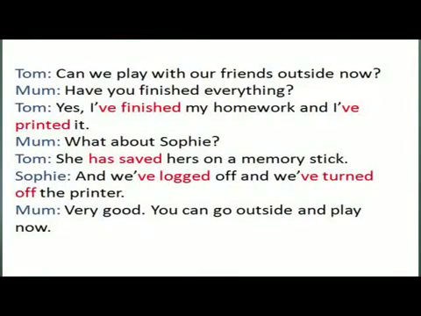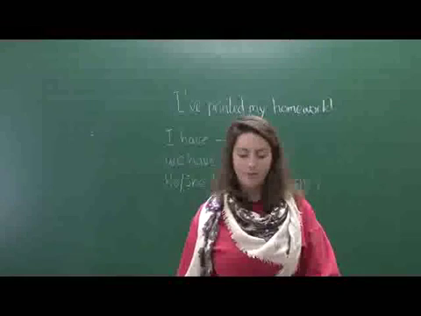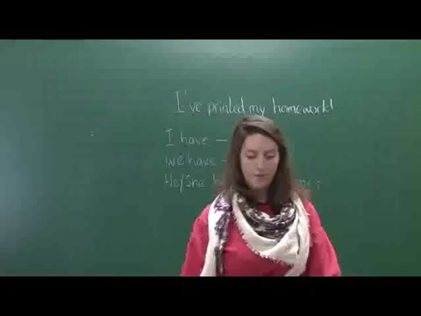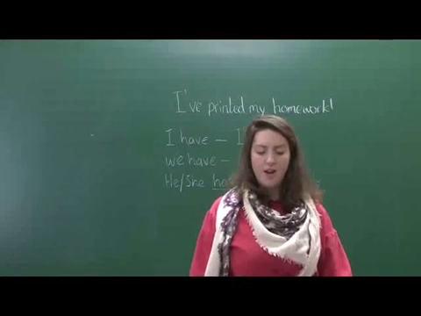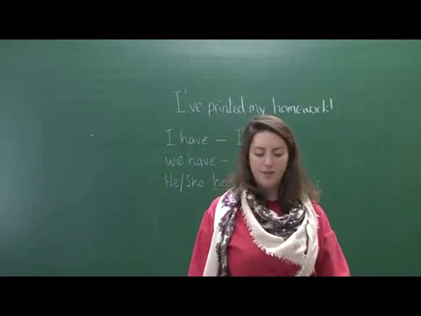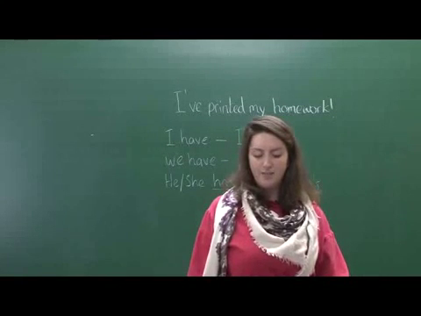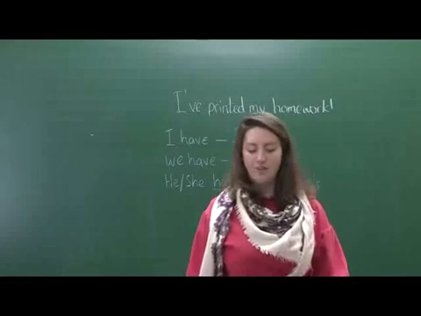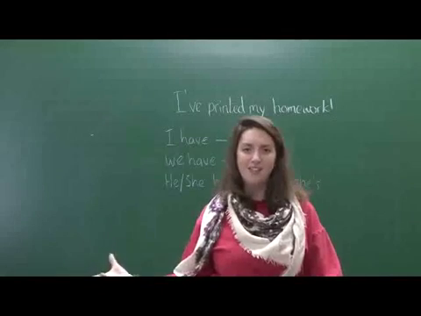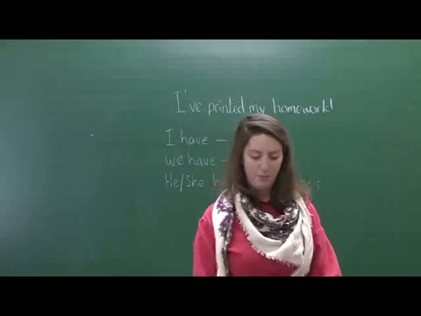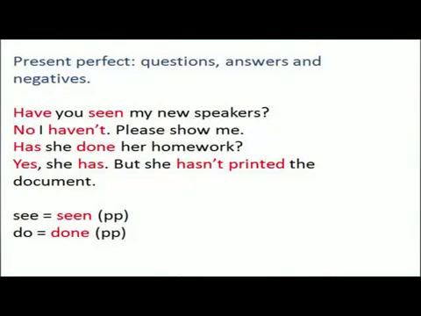Mum: Very good. You can go outside and play now. Okay? So you can see there, I've finished my homework and I've printed it. She has saved hers and we've logged off and we've turned off the printer. So have or has, past participle. So that's how to do the present perfect affirmative.